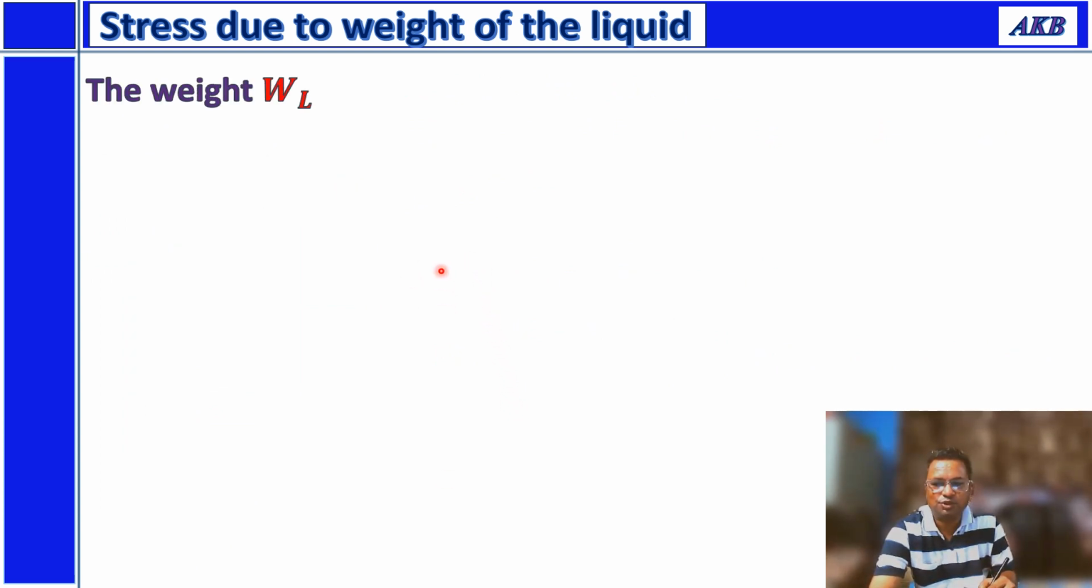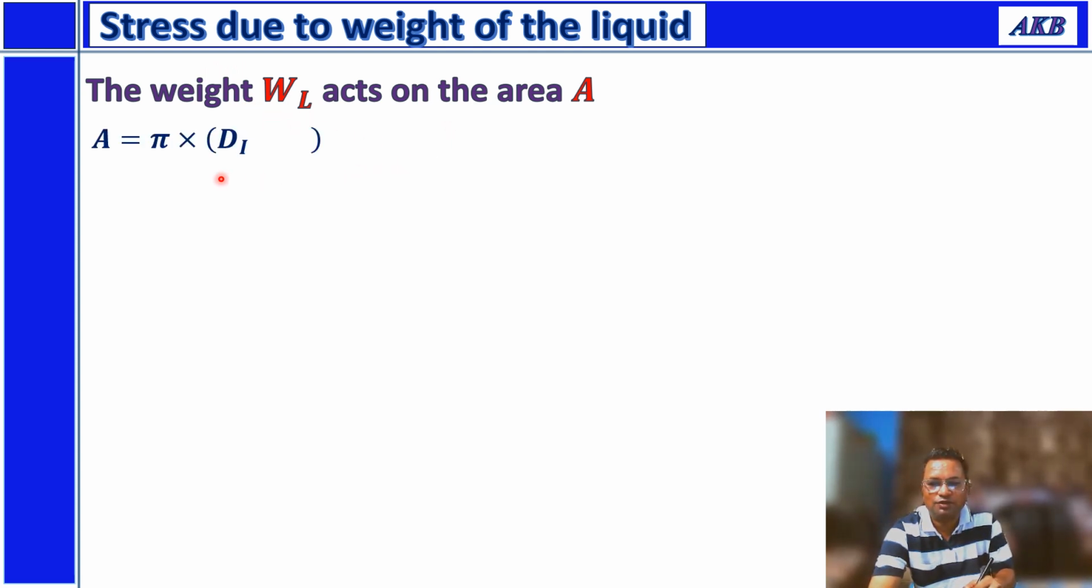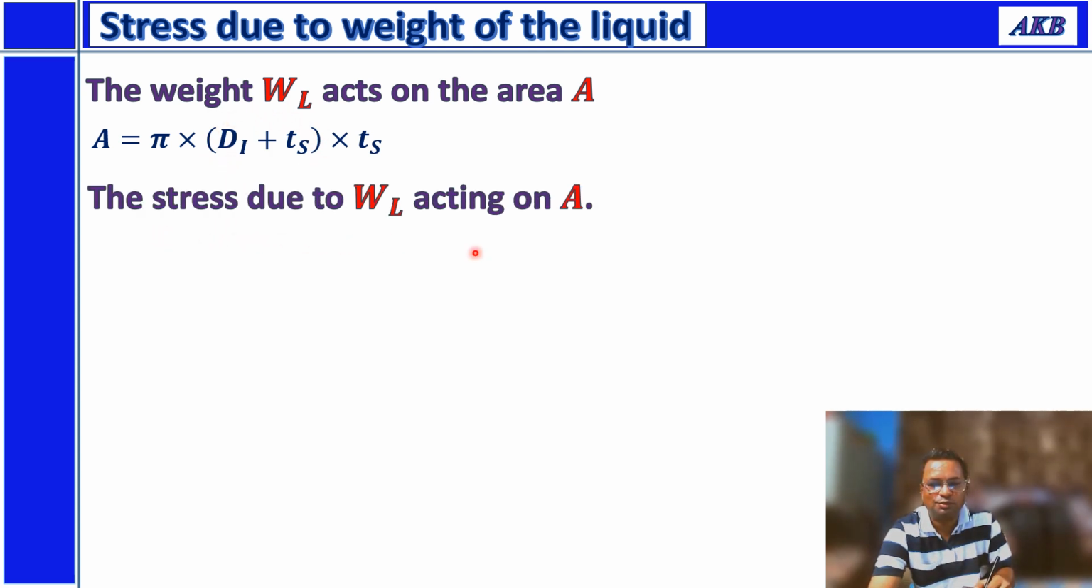Now you have to talk about the stress. You got the equation for WL, and now it is acting on this area. Which is this area? A is equal to pi into (Di plus ts) into ts. Di plus ts is nothing but the mean diameter. I have already talked about it. Now the stress due to WL acting on A will be FCL. Let us denote the stress as FCL, compressive stress. FCL is equal to WL upon A.